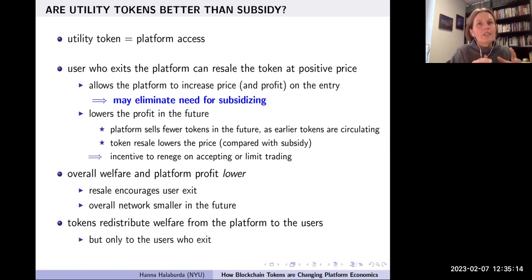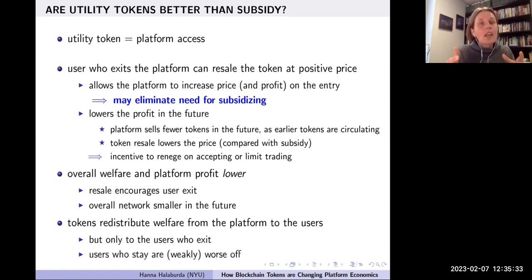So users who exit in fact are getting more out of tokens than if they would under the subsidy, because if they don't like the platform, they can get something out of it, whereas if they didn't like the platform, they would get zero under subsidy, and they are benefiting the most.